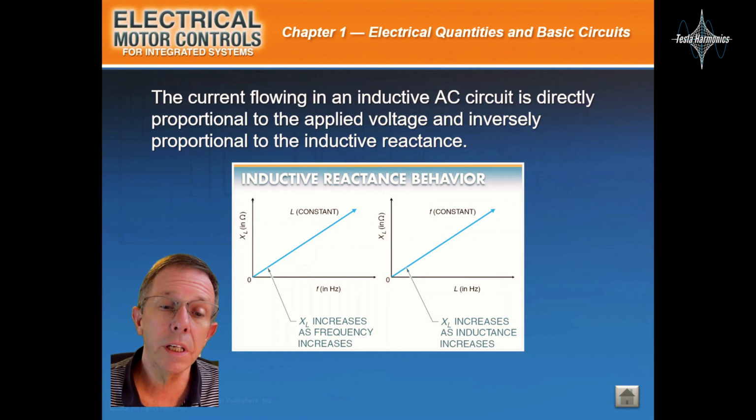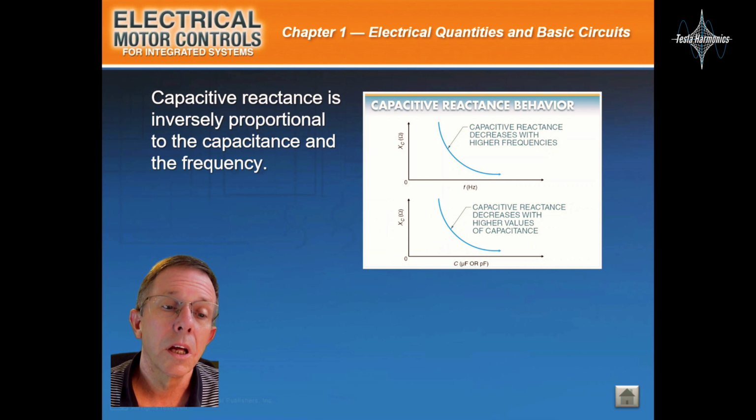The current flowing in an inductive AC circuit is directly proportional to the applied voltage and inversely proportional to the inductive reactance. Capacitive reactance is inversely proportional to the capacitance and the frequency.